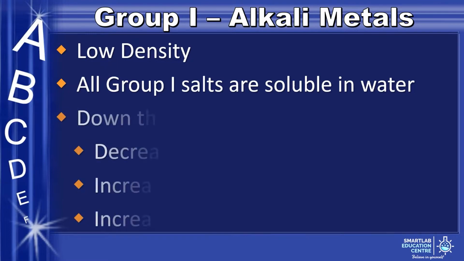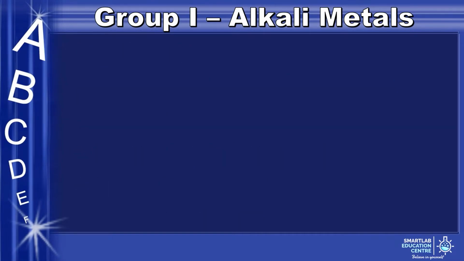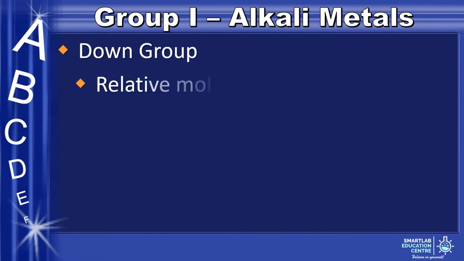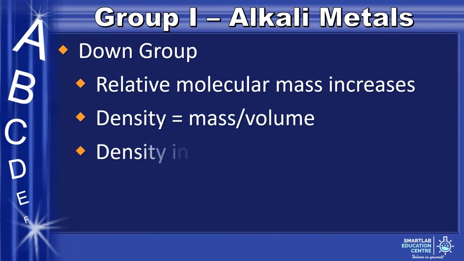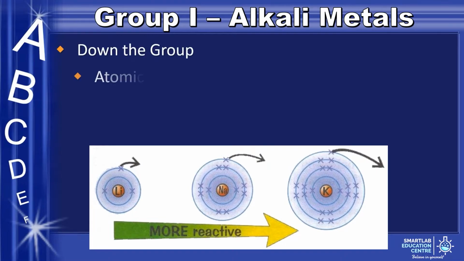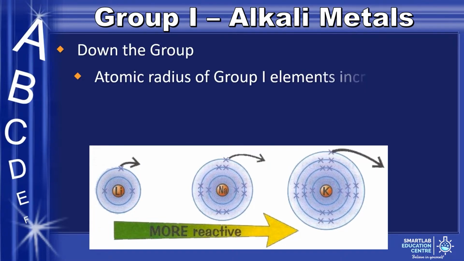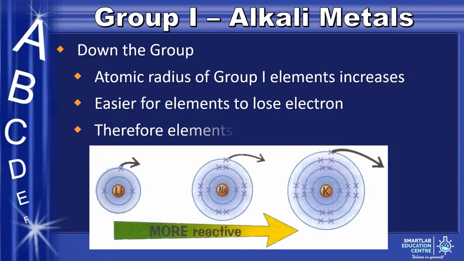Down the group, there is a decreasing melting point, increasing reactivity, and increasing density. Down the group, the relative molecular mass increases, and since density is equal to mass over volume, the density will increase. Down the group, the atomic radius of Group 1 elements increases, and it is easier for elements to lose electrons, and therefore elements are more reactive, as seen in the diagram below.